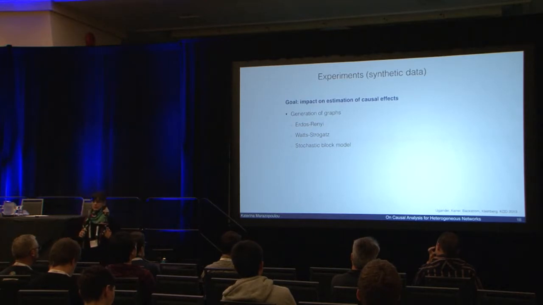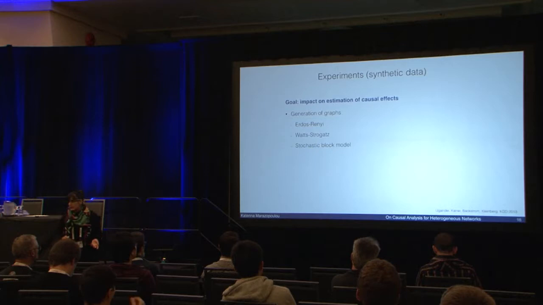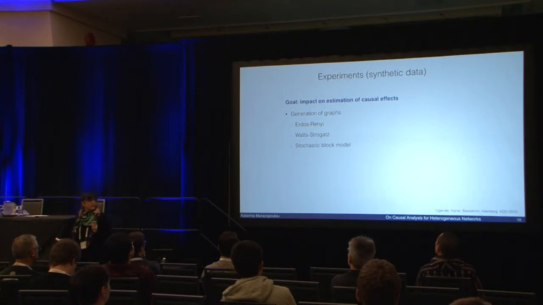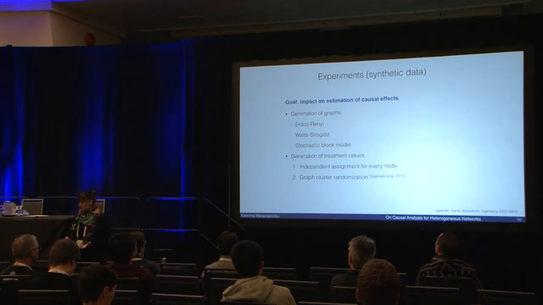So first, we generated graphs, and we used 3 different graph generation models. We basically generated random graphs, small world networks, and then graphs using the stochastic block model. So for each one of these, we generated 100 graphs with 1,000 nodes. Then on top of the graphs, we generated values for the treatment. And we did this in 2 different ways.